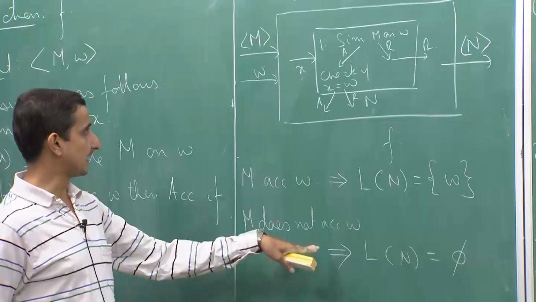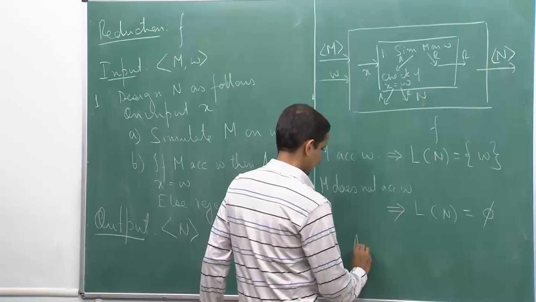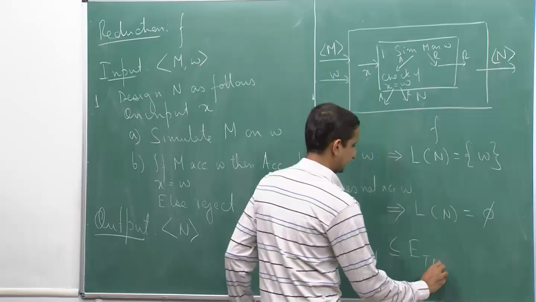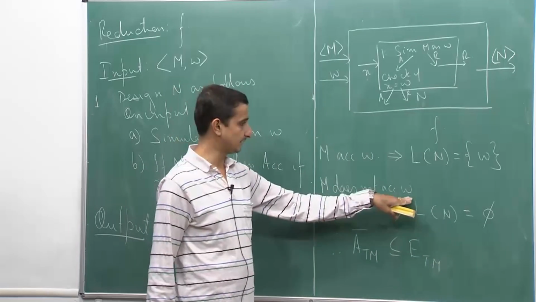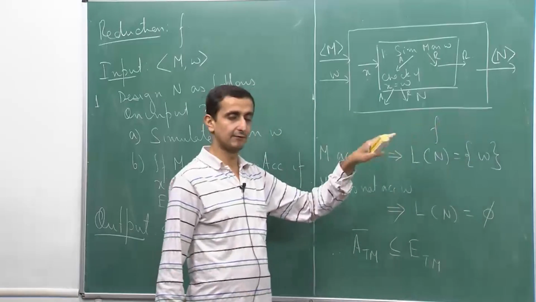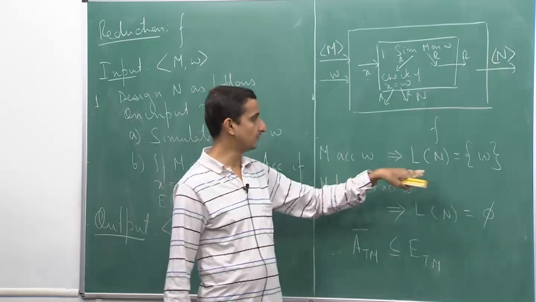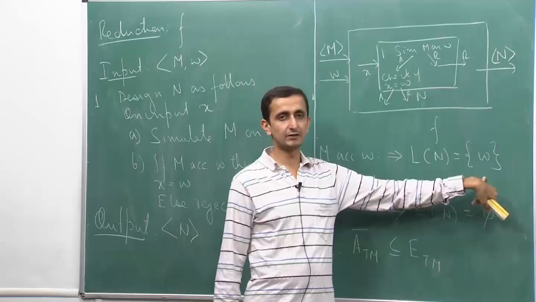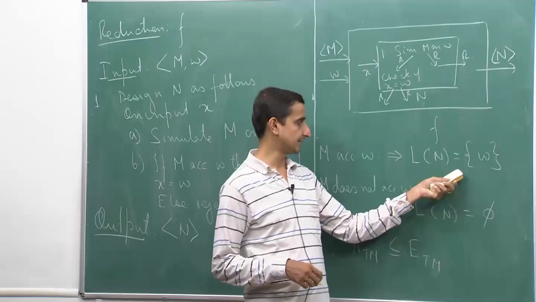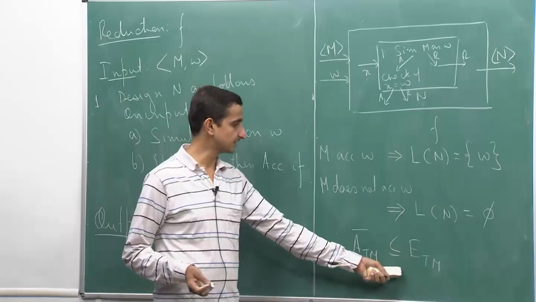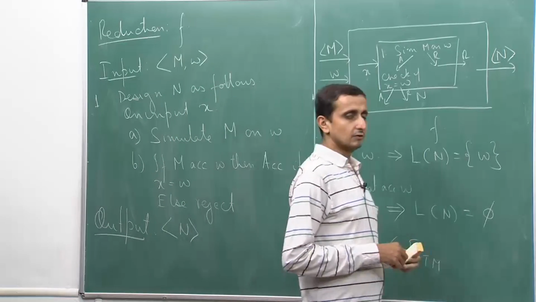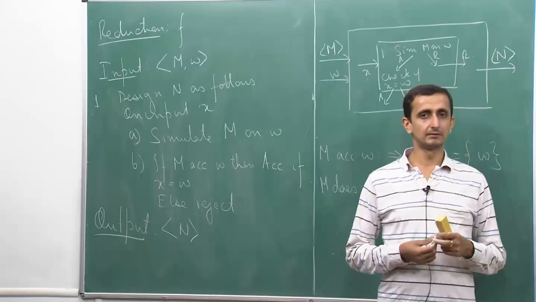Now I have shown that ATM bar reduces to ETM, because if M does not accept w, then I am outputting a machine N whose language is empty, which is the definition of ETM, and if M accepts w, I am outputting a Turing machine whose language is non-empty. That is a no instance. So, here I am outputting a yes instance, here I am outputting a no instance. Therefore, I have this reduction which proves that ETM is undecidable. I will stop here. Next time we will look at more examples.